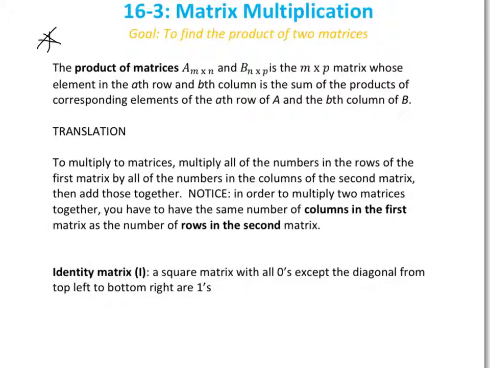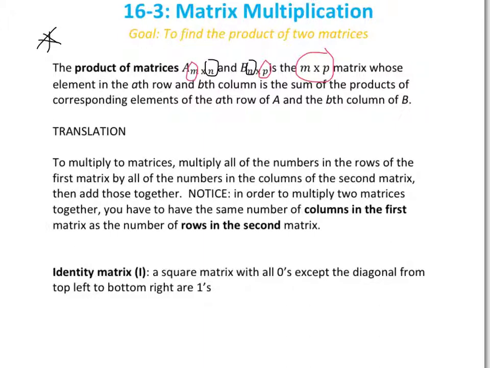In order to multiply two matrices, the key to this whole thing is you have to have the same number of columns in the first matrix as the number of rows in the second matrix. That has to be the same. That's the key, the n's. The other thing you can notice is that your result is going to be an m by p matrix. So your result has the number of rows in the first matrix and the number of columns in the second matrix. Remember, the columns in the first matrix and rows in the second matrix have to be the same. The other ones don't really matter that much.